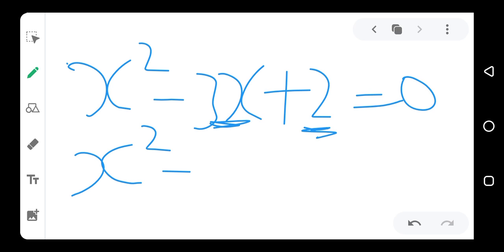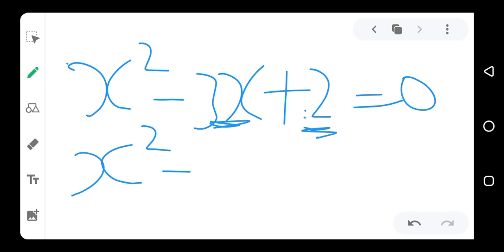What are two values that when I multiply them, it will give me 2, and when I add them together, it will give me 3? That is the center one. The center one is for the addition, while the last number is for the product, that is multiplication.